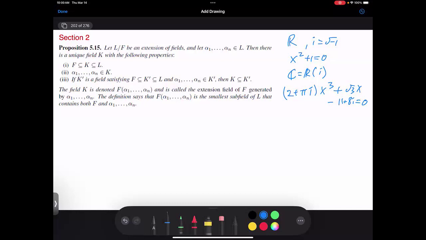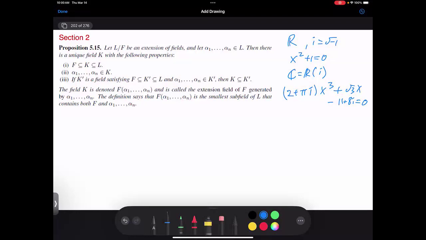Alpha 1 through alpha n are in K. Well, if I'm looking for a unique field K and I'm giving you numbers alpha 1 through alpha n, probably I want them to be in K. Then the last property is that if K prime is any other field that lives between F and L and includes alpha 1 through alpha n, then K is contained in K prime. In some sense, there's a minimal or smallest field extension that has all the alphas.